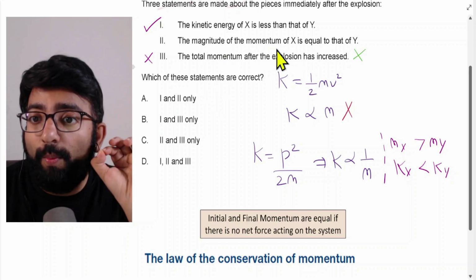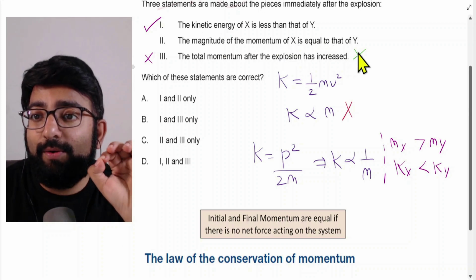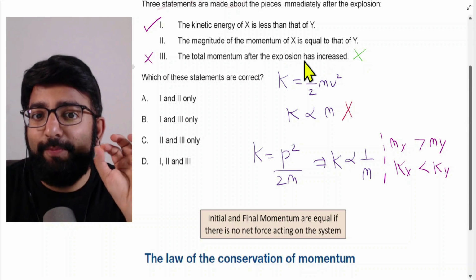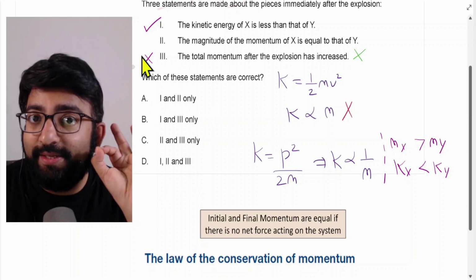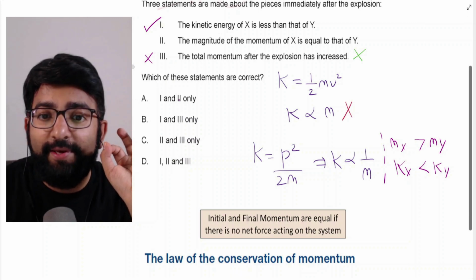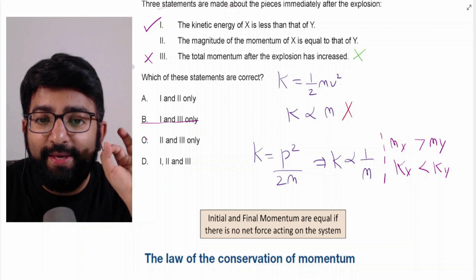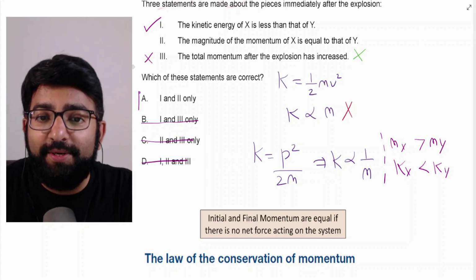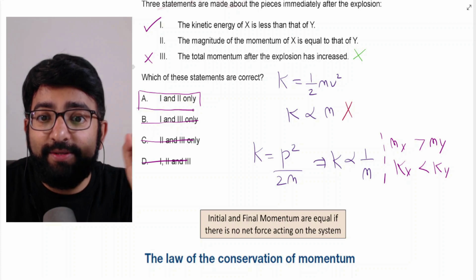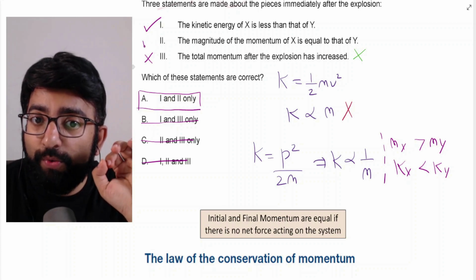The magnitude of momentum of X is equal to that of Y. Before we analyze this statement, can we figure out an answer just looking at the options? Since statement 3 is incorrect, we can eliminate options B, C, and D. So three options are gone. We are left with option A. Hence, A is the answer, which means statement 2 is correct.